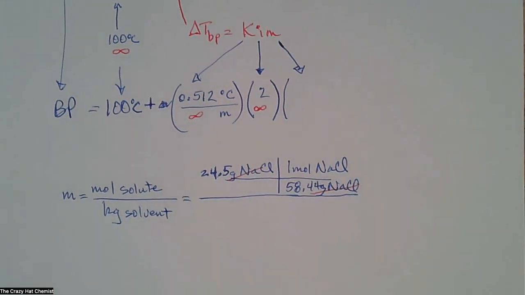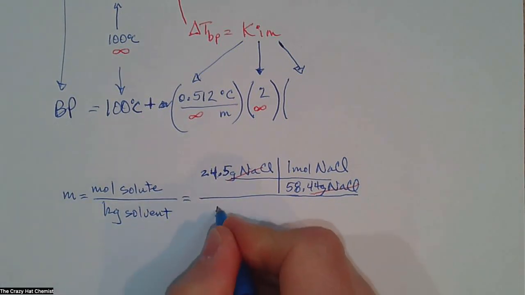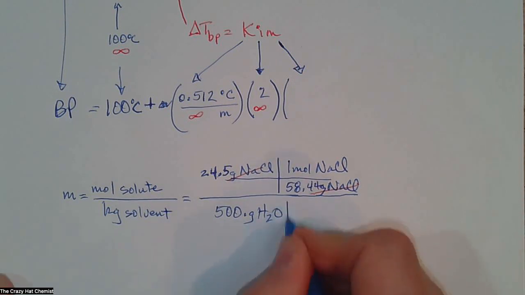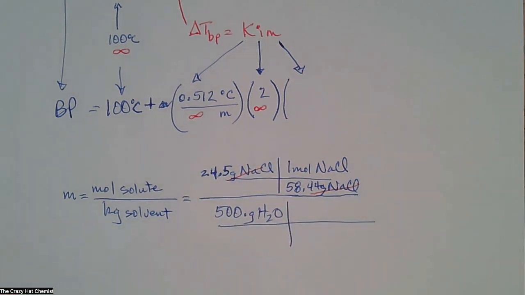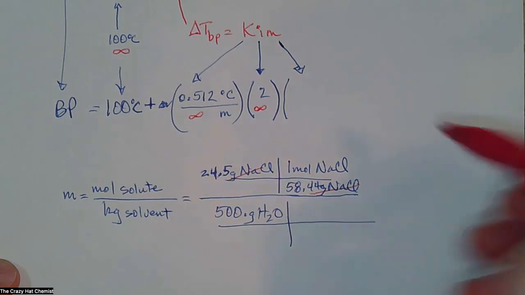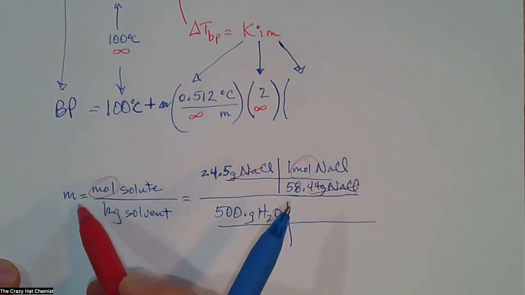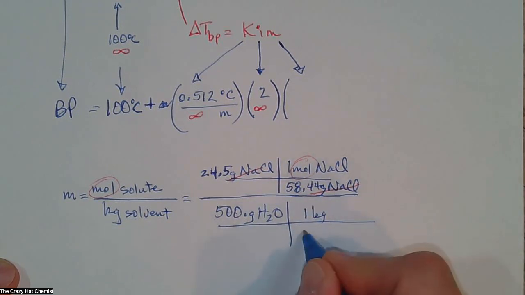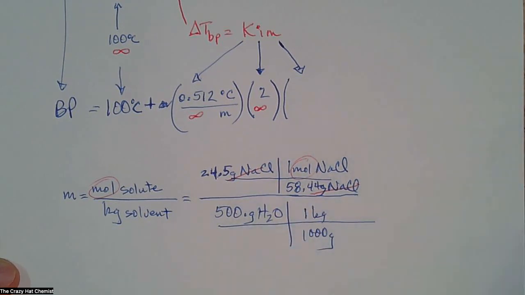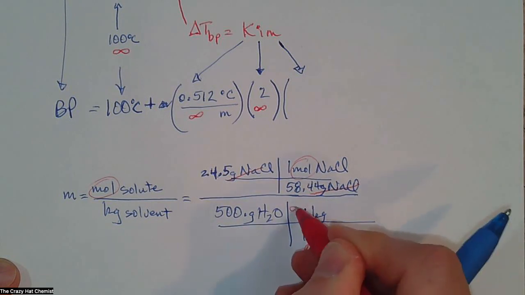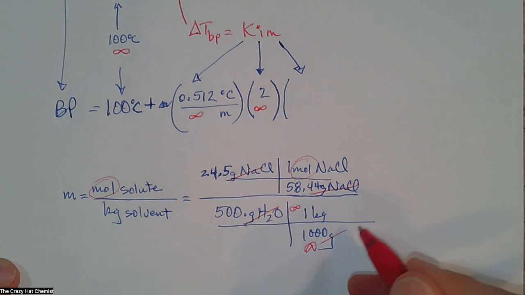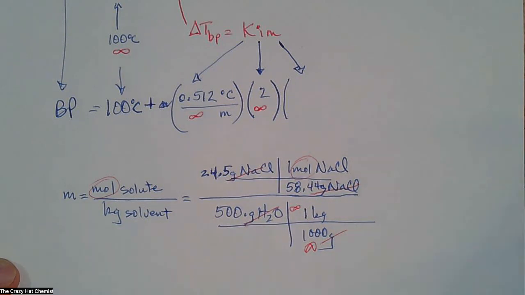Then it says that I have 500 grams of water, 500, and it was a decimal, grams of H2O. Okay, and then I need to convert this into kilograms. So my numerator here is moles. My denominator here is going to be kilograms. So 1 kilogram is equal to 1,000 grams. And this has an infinite number of significant figures for both of these because that's a definition. I'm going to cancel out grams of water. And now I will have my denominator of kilograms.